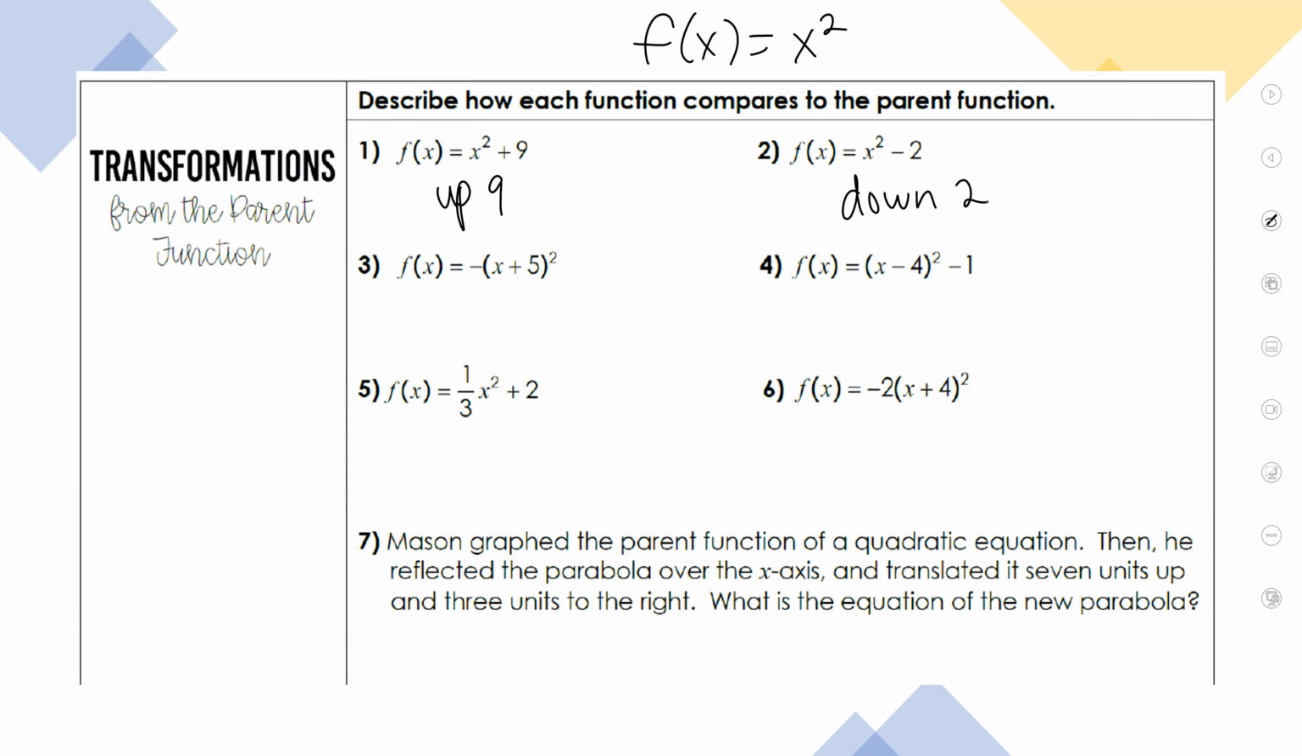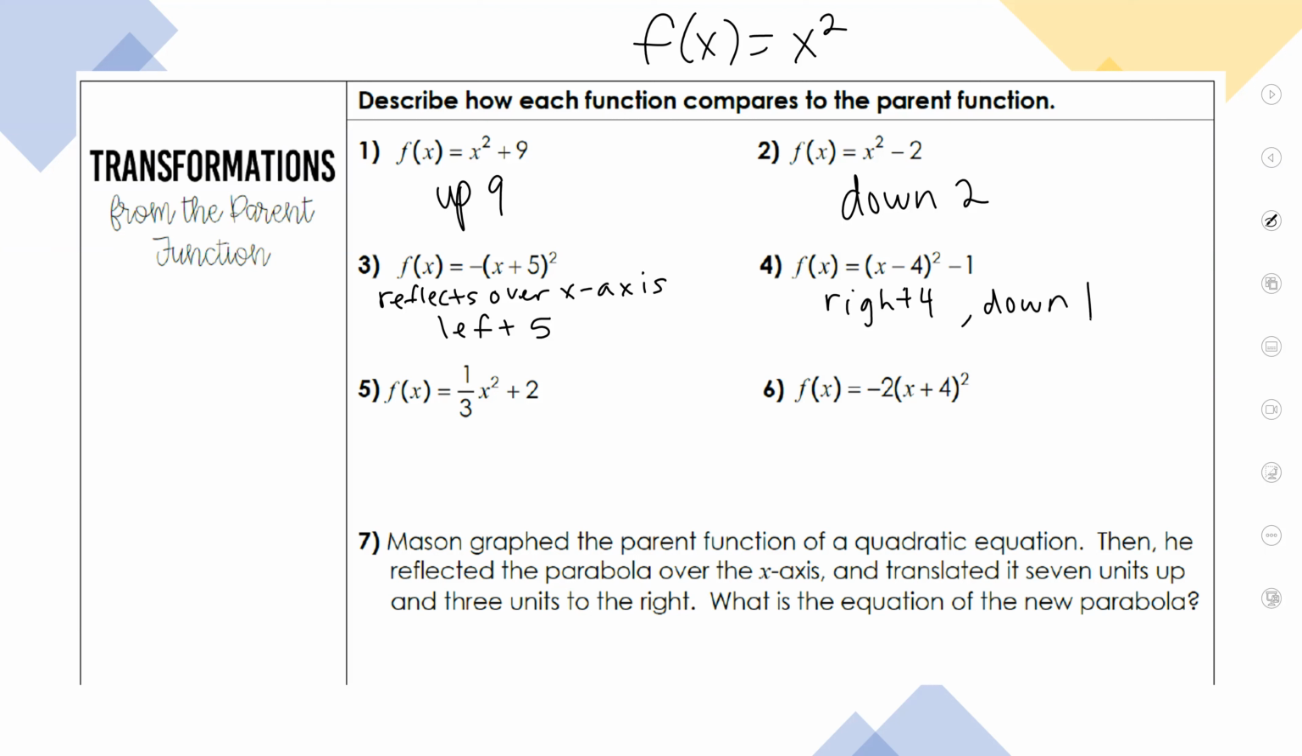Number 3, do you guys remember what happens when there's a negative in the front? Yes, it is a reflection across the x-axis. So it reflects over the x-axis. And I have a plus 5. Yes, left 5. Y'all remember, it's always opposite inside of the parentheses. So here we have a minus 4. That means it went to the right 4. And we have a minus 1 outside, so this went down 1.